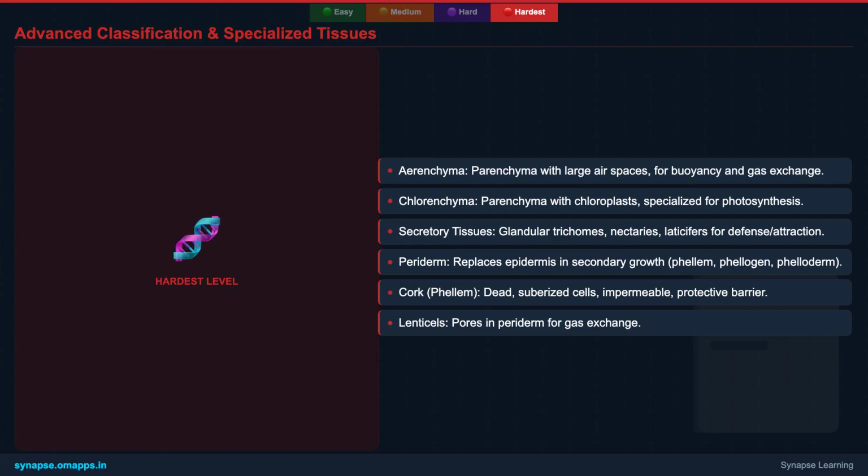In secondary growth, the periderm, formed by the cork cambium, replaces the epidermis. This multi-layered protective barrier, comprising phellem, phellogen, and phelloderm, is crucial for mature woody plants. Cork cells, impregnated with suberin, act as an impermeable shield, while lenticels provide essential gas exchange through this otherwise impervious layer. Even idioblasts, isolated cells with unique contents, add to the complexity and functional diversity of plant tissues.